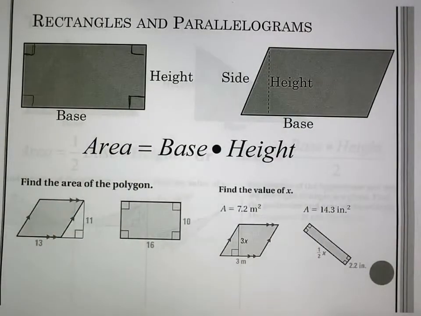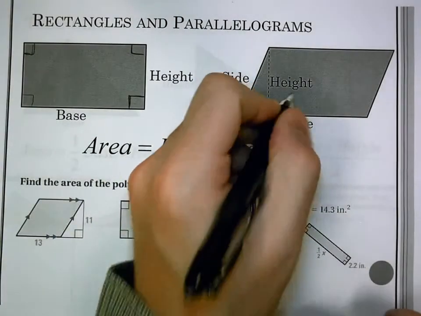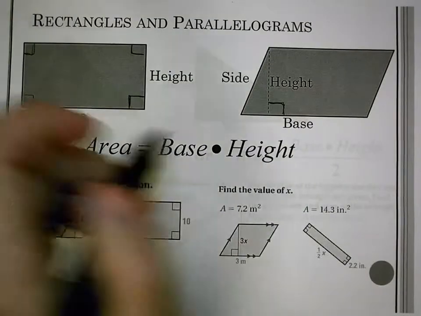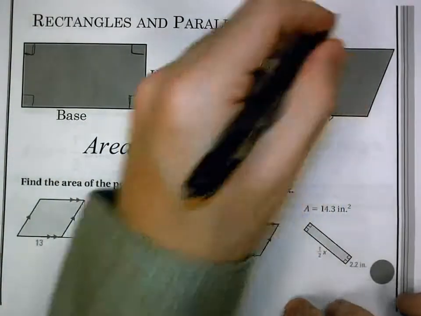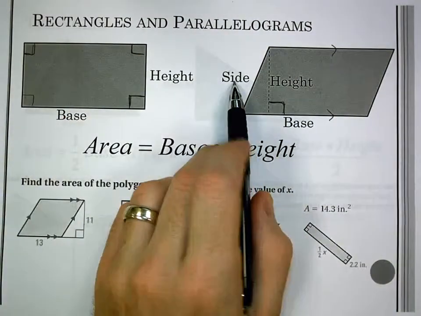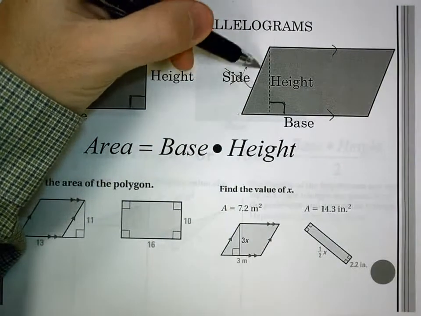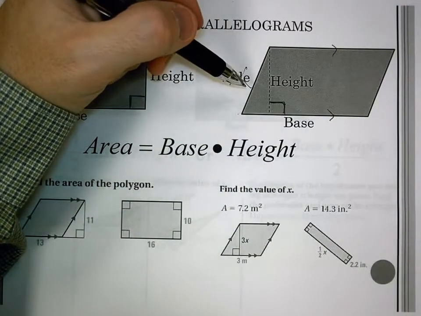If we look over at the parallelogram, we have a base and a height. Those are perpendicular to each other. It's the height of the parallelogram. It is the distance between the parallel sides, because those sides are parallel in a parallelogram. Not this side out here. This side is not perpendicular to the base. It's not perpendicular to the height, so we're not going to use that.